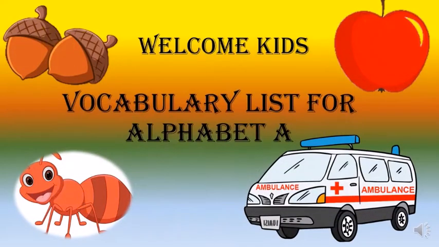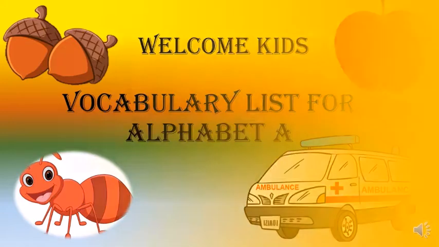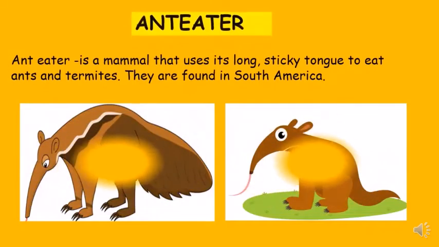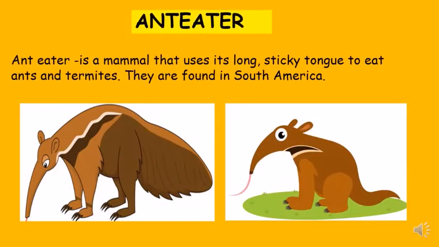Welcome, kids. Let's look at the vocabulary list for alphabet A. Acorn, an apple, an ant, an ambulance. A is for anteater. Anteater is a mammal that uses its long sticky tongue to eat ants and termites. They are found in South America.